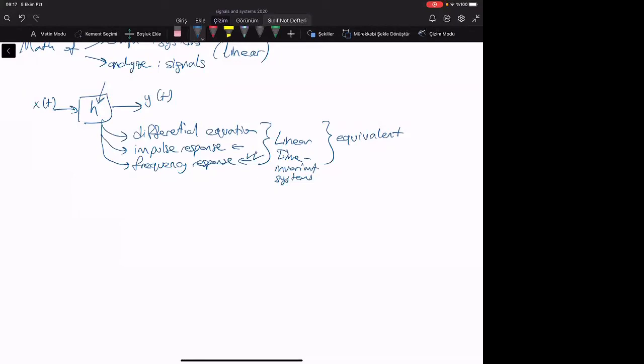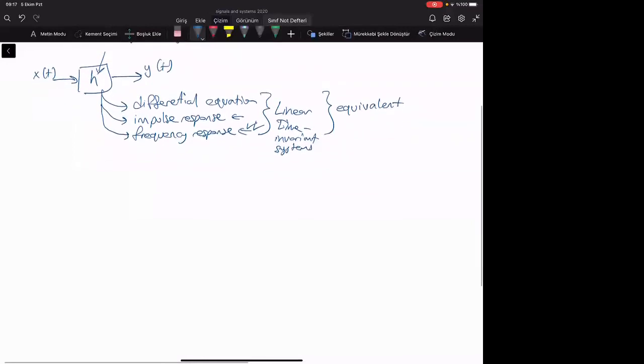But at the end of the course, you will be seeing all these things, the differential equation, the impulse response, and the frequency response for continuous and discrete signals. Now, let me briefly mention about what do we mean by continuous time.